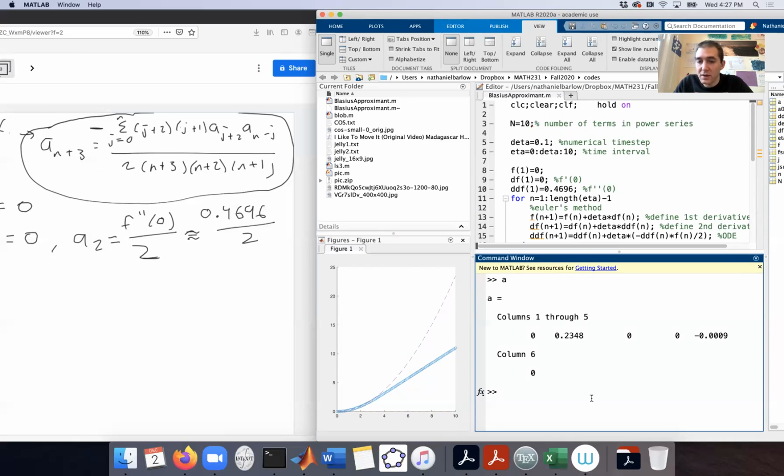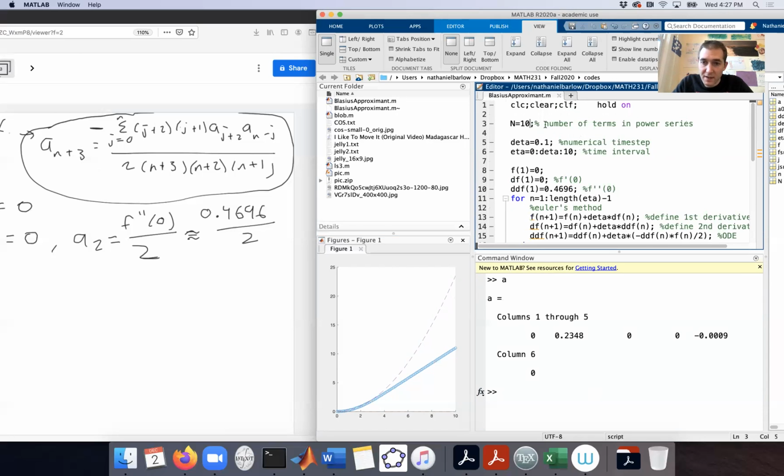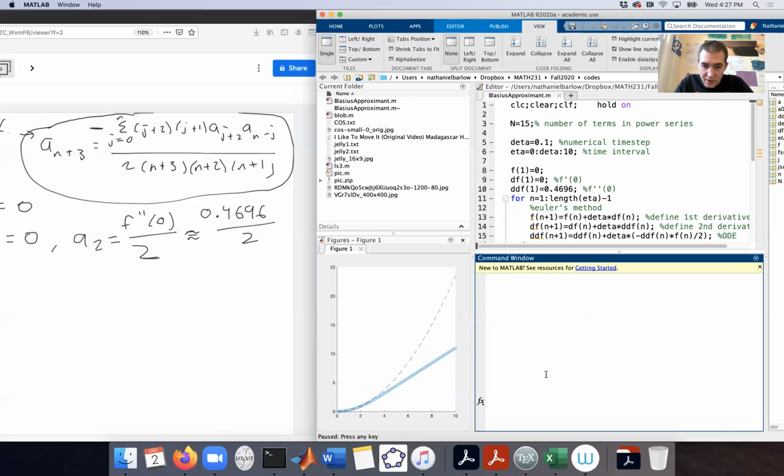And this one, for the Blasius series, it skips terms. There's two zero terms in between every non-zero term. Okay, so we're not going to see. Maybe I should go up to like 15 or something. So I think that's n equals 1 probably.